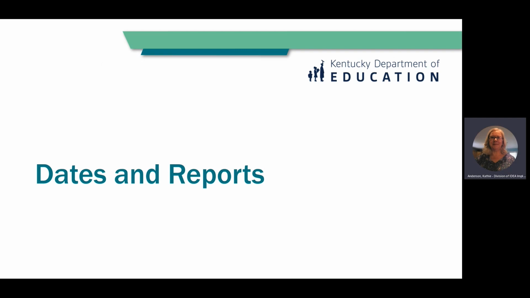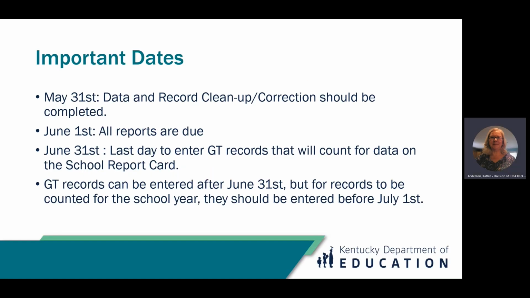Let's start with dates and reports. So here are some important dates. May 31st. This is the date when data and record cleanup and correction should be completed. Then there's June the 1st. This is when all reports are due. June 31st is the last day to enter GT records that will count for data on the school report card. GT records can be entered after June the 31st, but for records to be counted for the school year, they should be entered before July 1st.